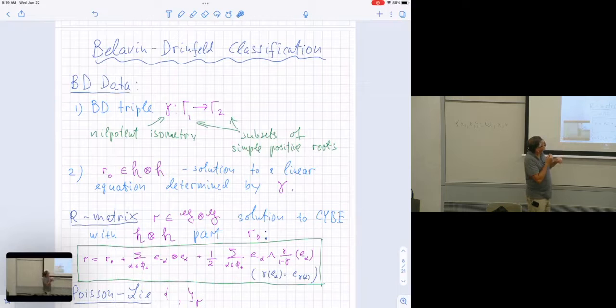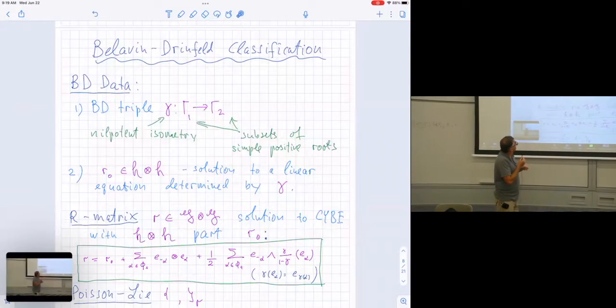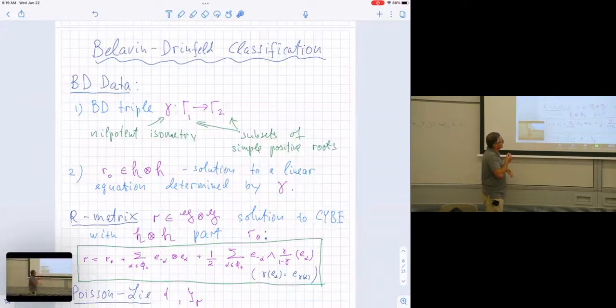And there is another piece of data, which is an element of the tensor square of the Cartan, which is a solution to a linear equation determined by this gamma. I don't want to write this equation, but from this data one builds the so-called R matrix, which is a solution to the classical Yang-Baxter equation. It has a Cartan part R0, so this solution lives in the tensor square of the corresponding Lie algebra, and I can write down explicitly what the solution is. But what Belavin and Drinfeld proved is that any quasi-triangular solution to the classical Yang-Baxter equation, up to isomorphism, corresponds to this.